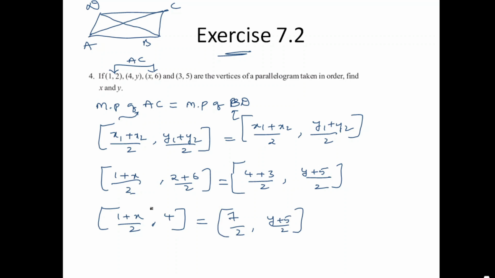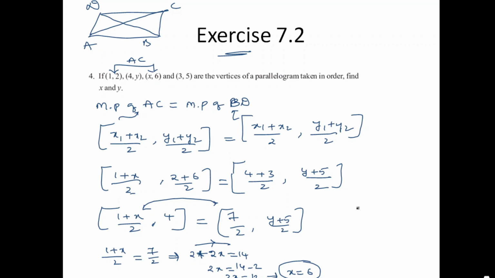Okay. Equating x terms and y terms means I am equating x to x. Am I clear? So that is 1 plus x by 2 equals 7 by 2. Cross multiplying these two, what I will get is 2 plus 2x equal to 14. I'm shifting this one to the other side. So 2x is equal to 14 minus 2. 2x is equal to 12. This implies x is equal to how much? 6. So this is your answer for x.